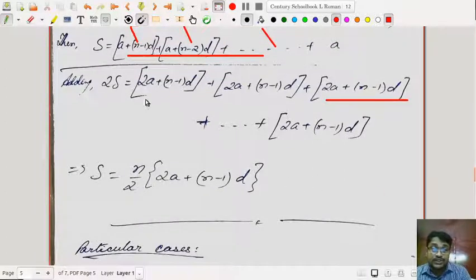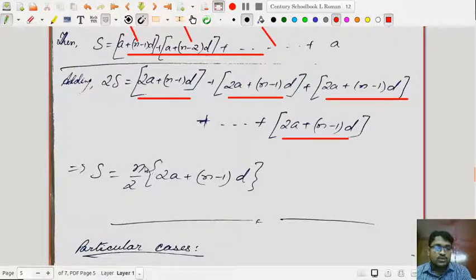So how many such brackets or terms are there? There are exactly n terms here. If you add the same quantity n times, you will get n times that quantity, right? So x plus x plus x up to n times. What is the result? It's nx. So it's nothing but S equals n by 2 into (2a plus (n minus 1) into d). This is the sum of the first n terms of an AP.